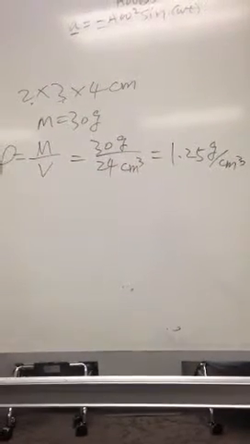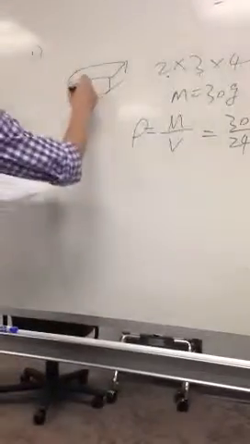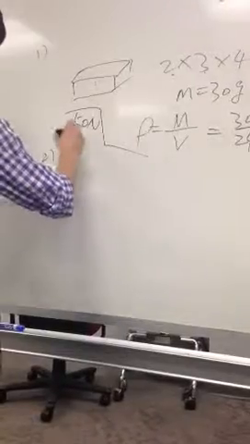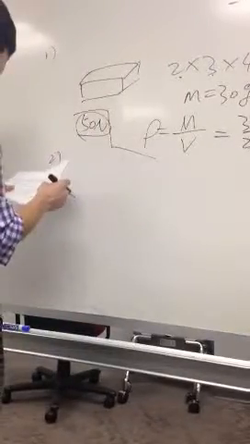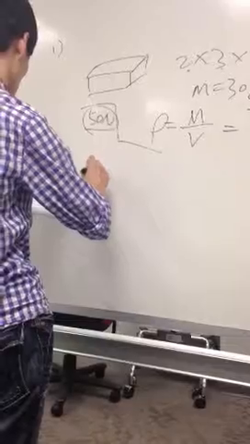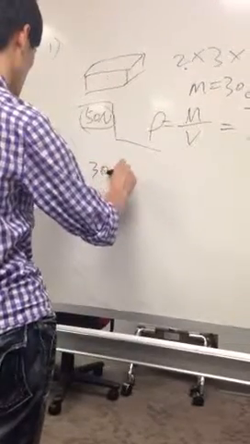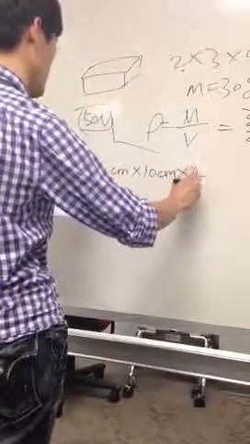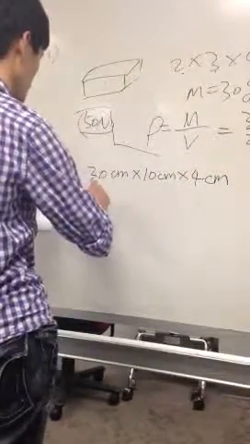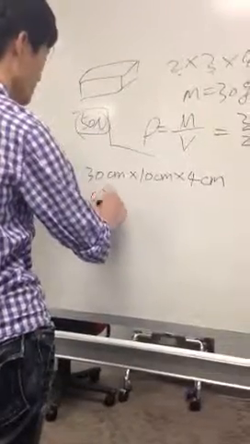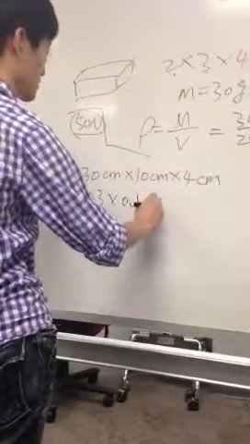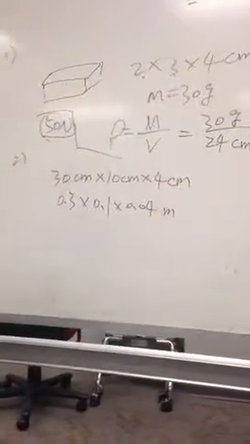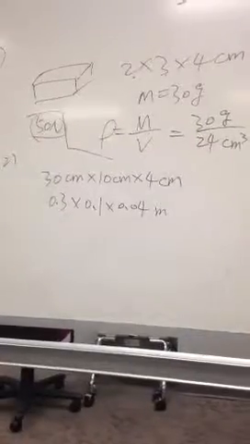The second question is a brick, same as this one, weighing 50 Newton. And the measure will be 30 centimeter times 10 centimeter times 4 centimeter. So we can write it as 0.3 times 0.1 times 0.04 meter. Okay? So you have a brick like this.